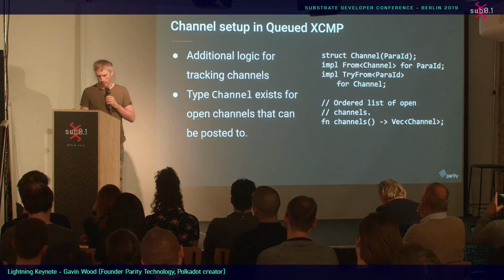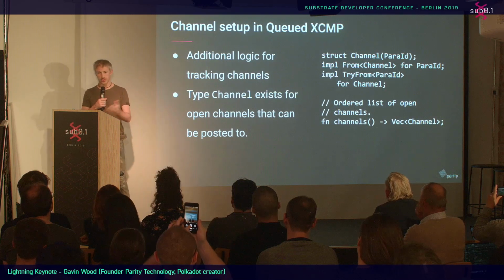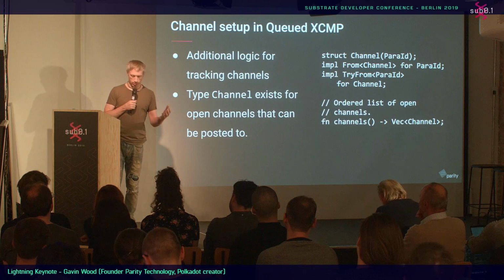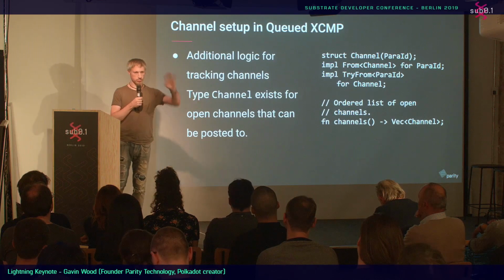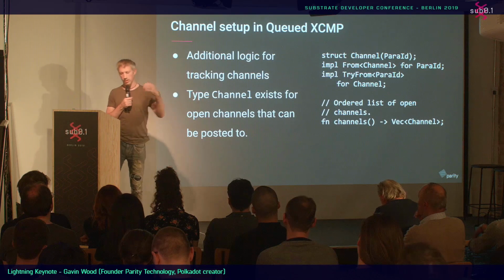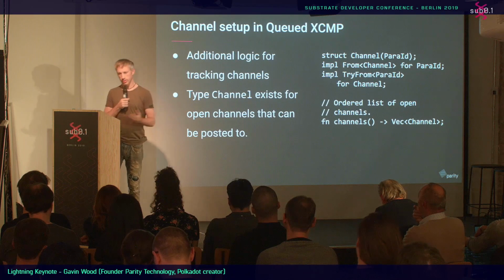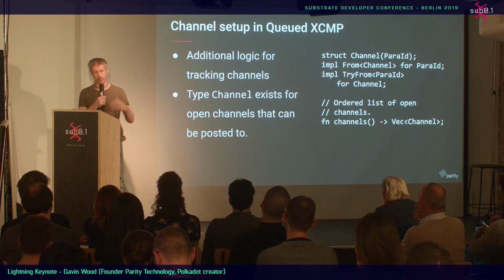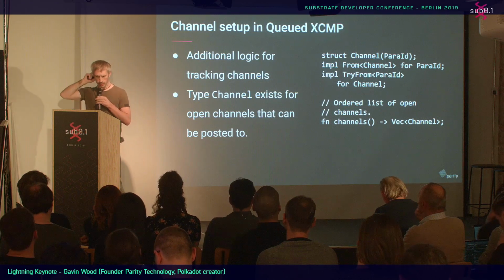So what will it look like? Well, the first thing is that channels will be handled a little bit more. Just to give you some idea of where this code sits, this particular code will be in the Cumulus code base. There'll be a couple of pallets probably, XCMP pallets, that you can bring in in order to be able to send messages. One of the pieces of logic in these pallets will be this channel tracking logic.